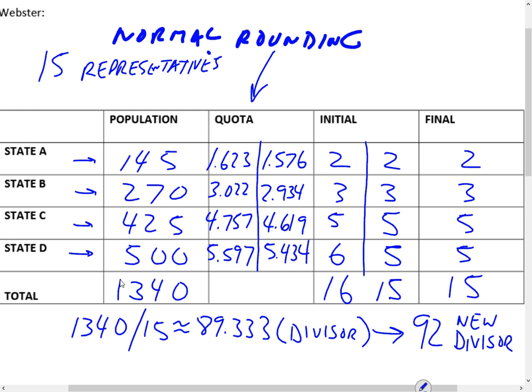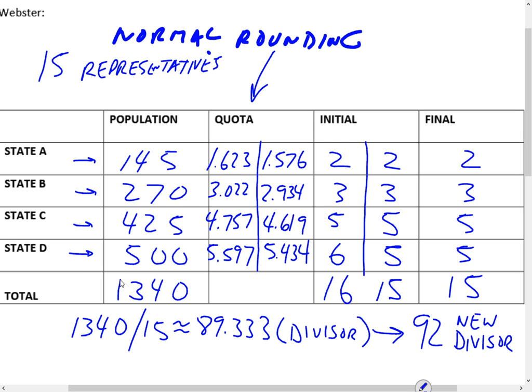Yep. How did you get the mean divisor? That, in another class, we just kept bumping up this number until we got something that worked. For your tests, I'm just going to tell you what it is, or I'll give you a formula to get to it. How that's determined is up to whatever government is dealing with that.